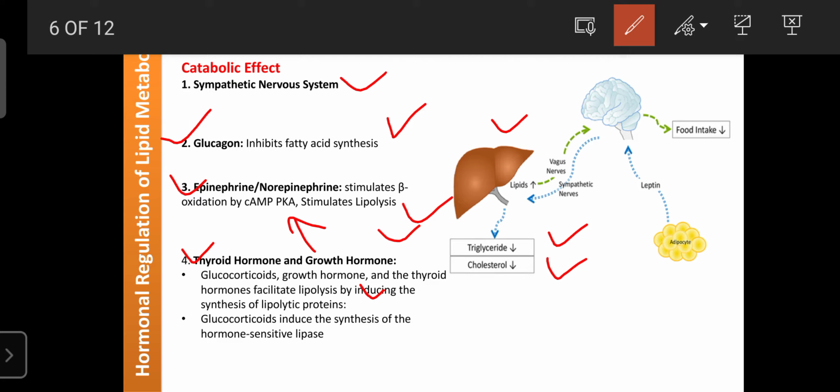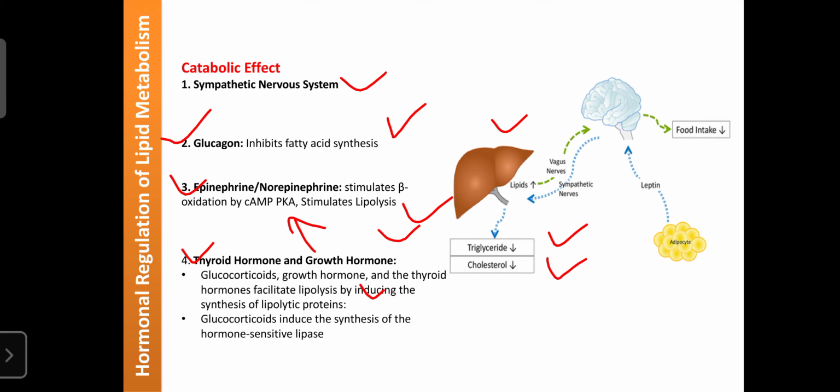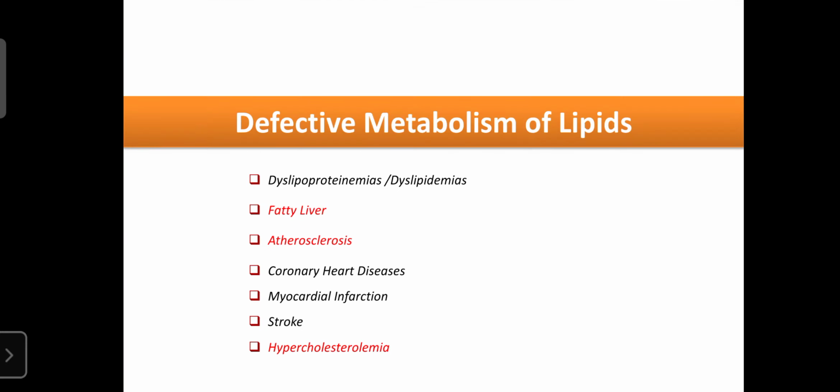So like that, these hormones, that is the sympathetic nervous system, glucagon, epinephrine, norepinephrine, thyroid hormones, and growth hormones, participate in the regulation of lipid metabolism by inhibiting the synthesis of fatty acids and by enhancing beta oxidation as well as lipolysis. Now we can go to the defective metabolism of lipids.